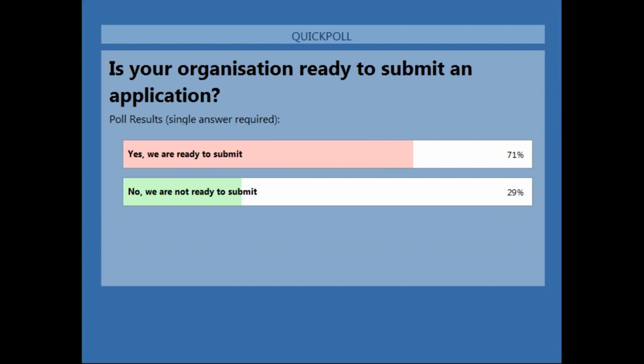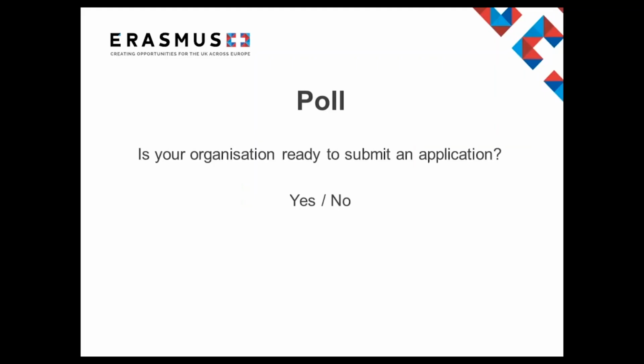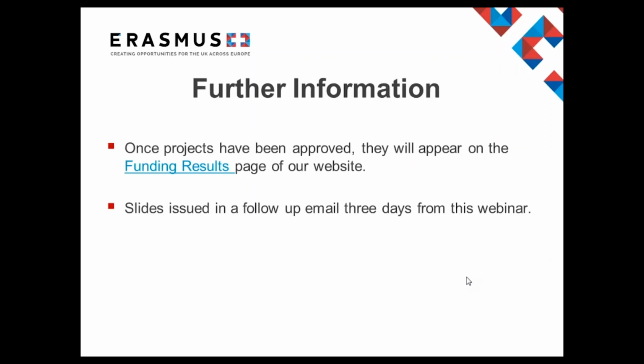Okay, thank you for those who voted. So, as we can see from results, it's just under 29% of people think they're not ready to submit, and 71% think that they are ready to submit. So I would say to those 29% who don't feel that they're ready to definitely consult the programme guide for more guidance, and also to sign up for our follow-up webinar next Thursday, the details of which can be found at erasmusplus.org.uk/events. Thank you.